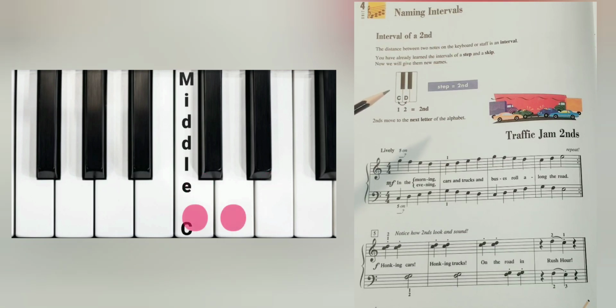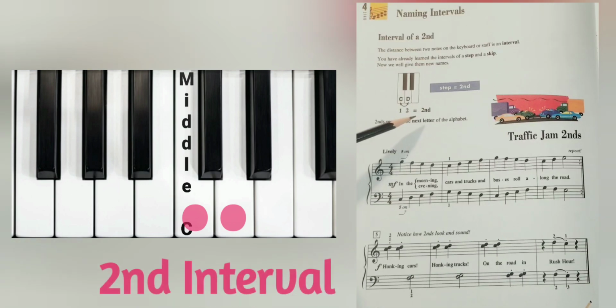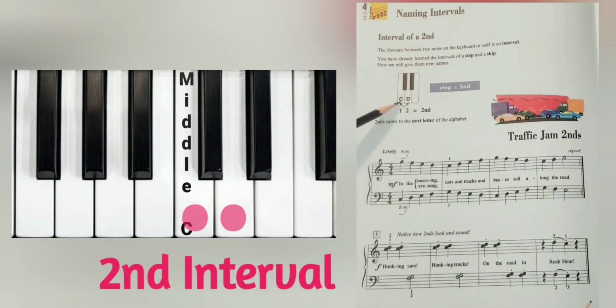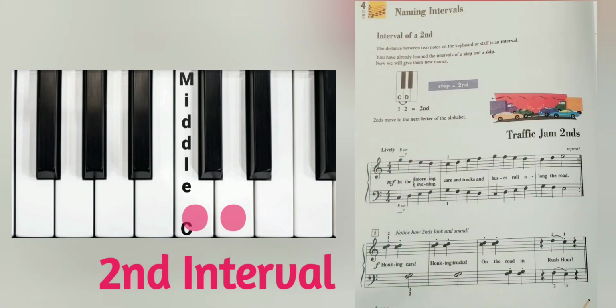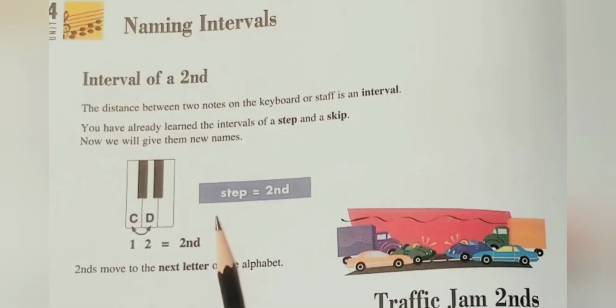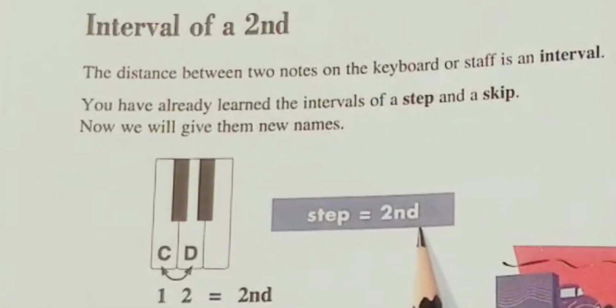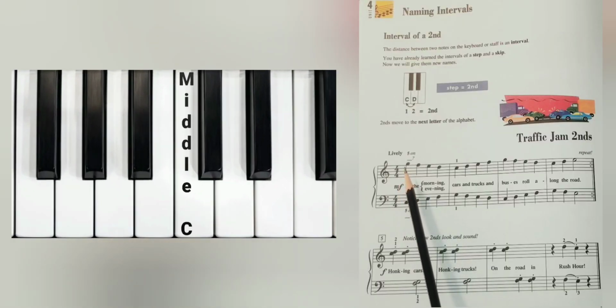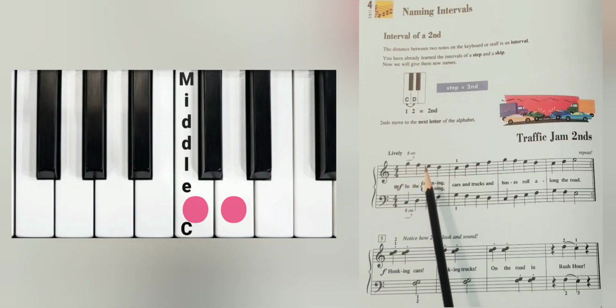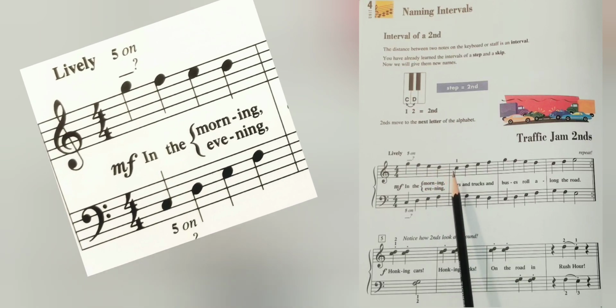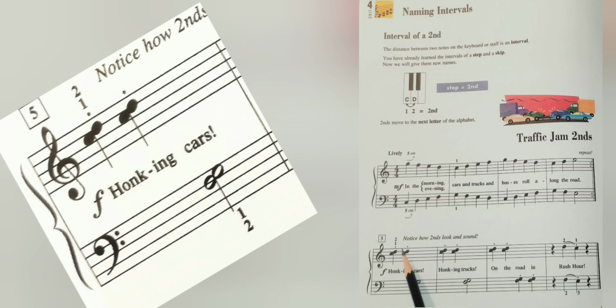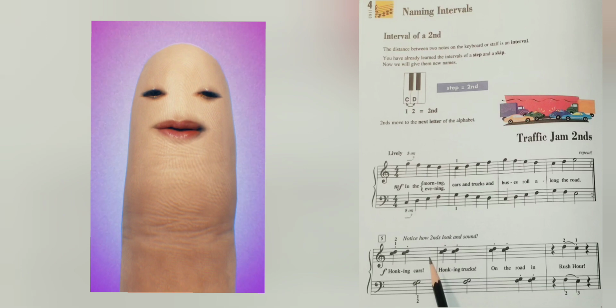The interval of step, it's going to be second interval. So when you go from C to D, for example, that's an interval of a second or second interval. So one step is going to be called second interval. You're going to have in this piece second intervals, which means one note after the other one, played one at the time, and on the next line you have second intervals played at the same time. Check the difference in the sound.